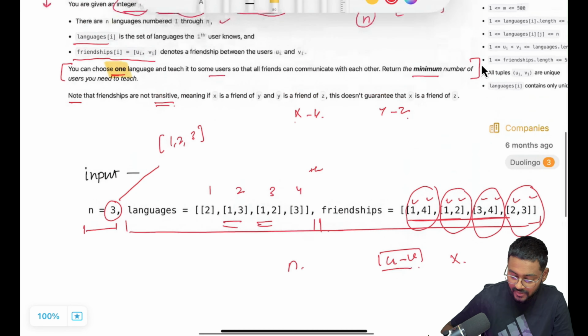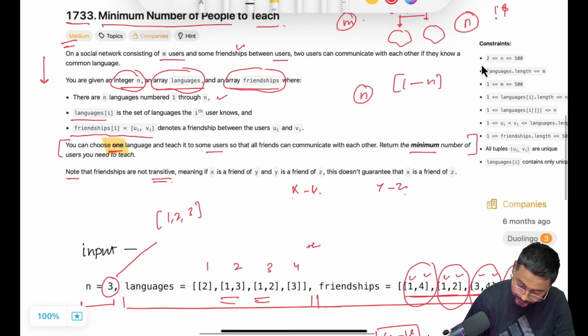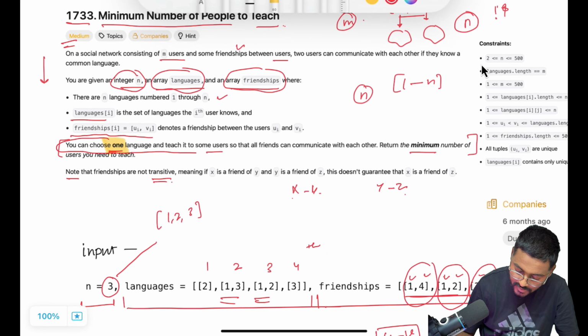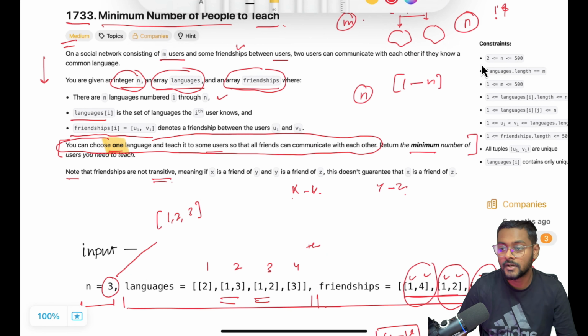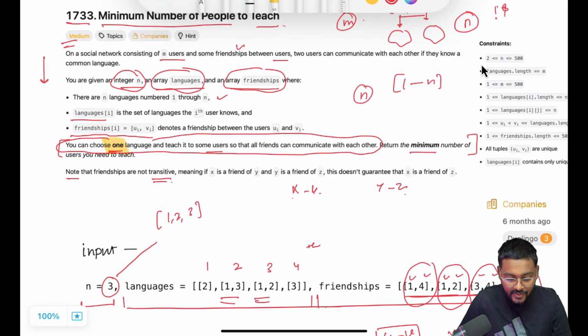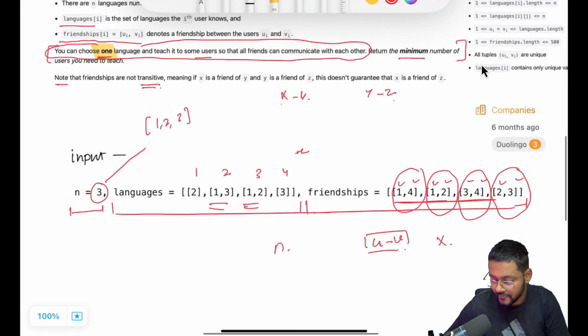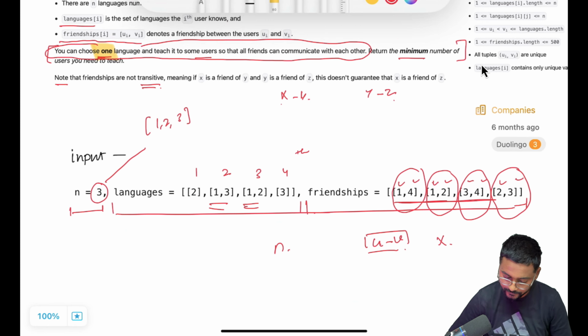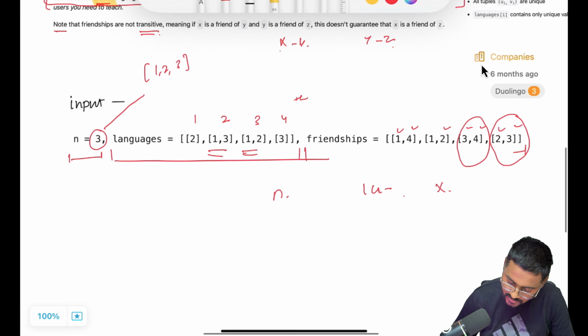And what is our responsibility here? Return the minimum number of users you need to teach. You can choose one language and teach it to some users so that they can communicate with each other. What we have to do is choose one language, and teach that one language to some users, such that all of these friends will start communicating with each other. That is the problem statement.